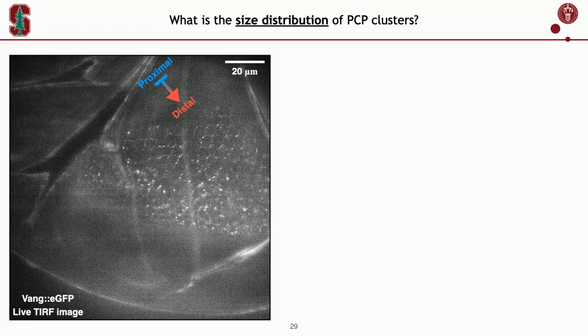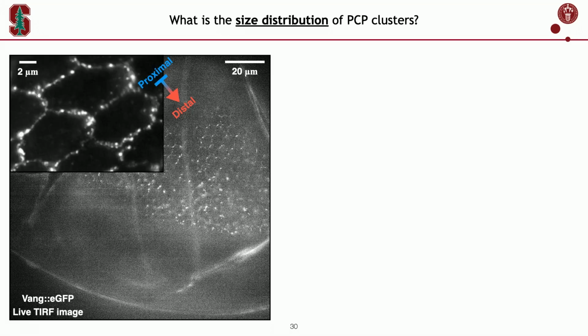You can see folds in the wing sac. You can see folds in the wing. We can now zoom in on any particular group of cells and get a high-resolution image of the clusters. And already here we see a huge number of clusters around the cells, varying clusters, PCP clusters.